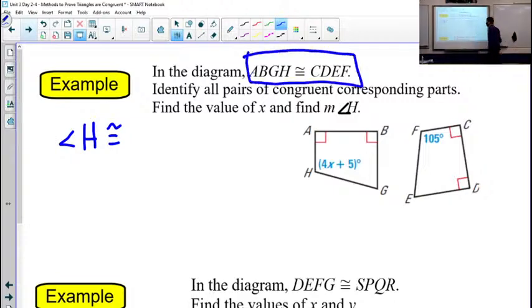up here. Because that's going to tell me I'm interested in angle h. That's going to tell me what h goes with. H is the last letter here. So last letter here should go with the last letter in the other shape, F. So that statement tells me that h has to match up with F.